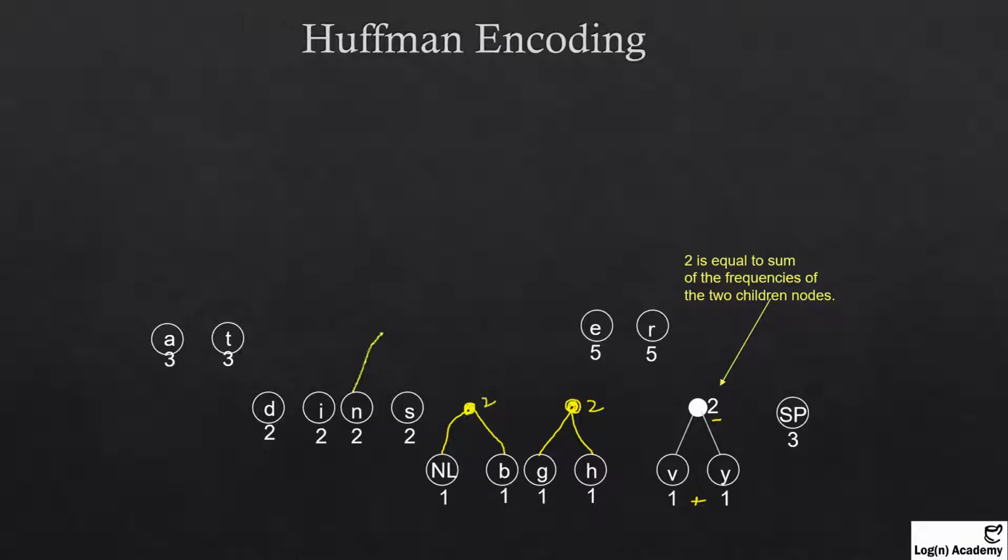Now I can connect these two also, and I will call them 4. I assign 4 to the new node, and this is also 4. Then I can connect these two, and I can call it 10. Now I can connect these two, and I can assign 5: 2 plus 3 is 5.